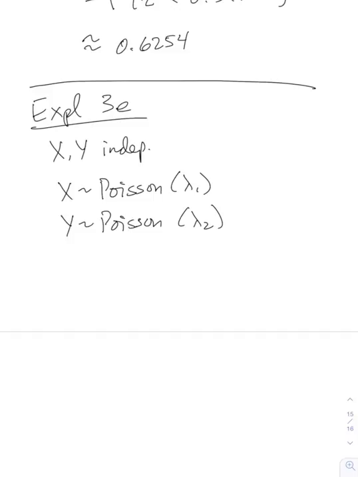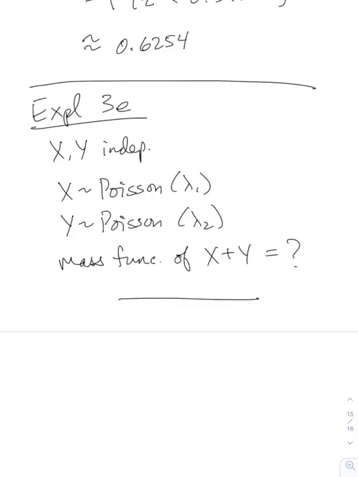The range of x and the range of y are countable, so the range of x plus y is going to be countable. So x plus y is discrete. So we'd like to know the mass function of x plus y, the sum of independent Poissons.